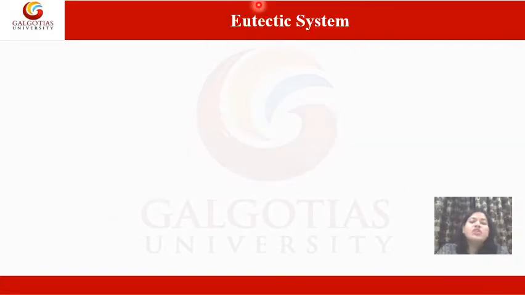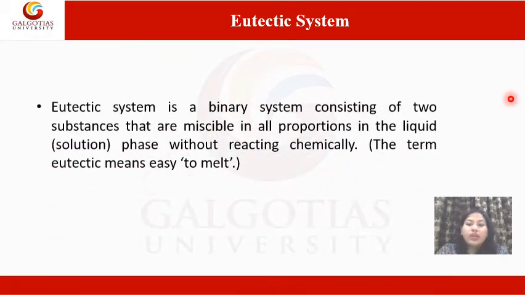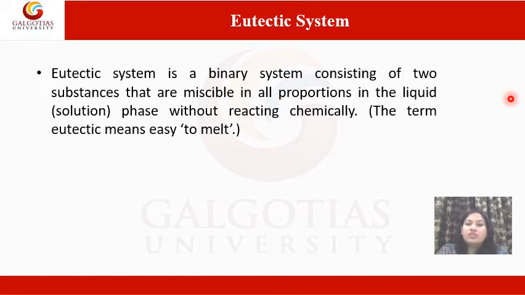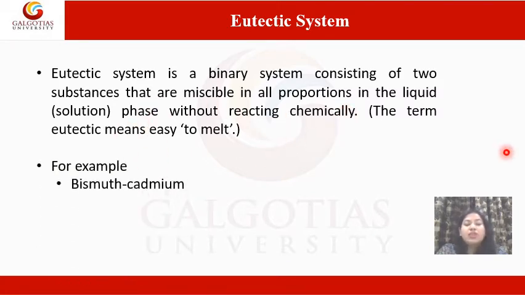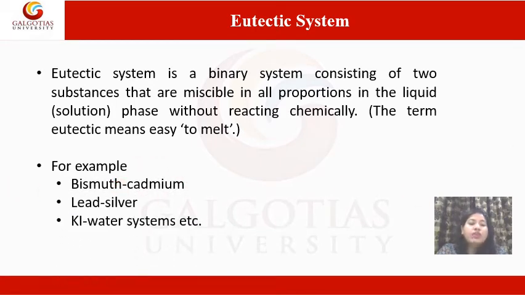Now, what is eutectic system? Eutectic system is a binary system consisting of two substances that are miscible in all proportions in the liquid, that is, solution phase, without reacting chemically. Generally, eutectic means easy to melt. For example, bismuth-cadmium, lead-silver, KI-water systems, etc.